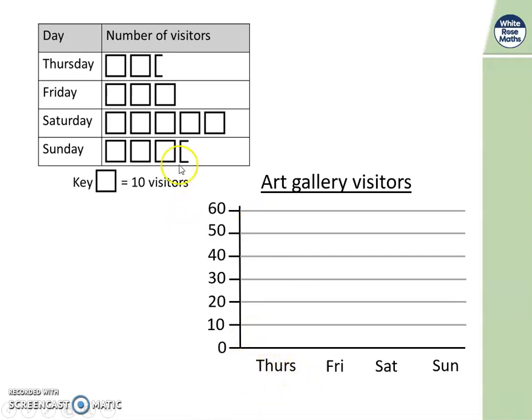So Thursday we have 10, 20, 25 people. So there is 25, and we can draw our tally chart up to there. You draw this in your book and continue the rest of this data, please, and then click play to check your answers.